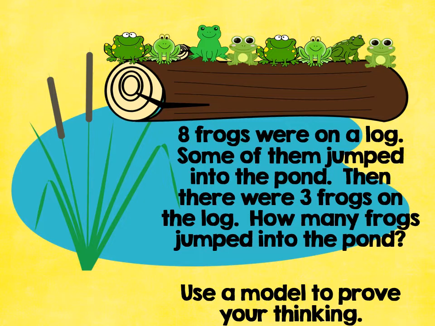It says 8 frogs were on a log. Some of them jumped into the pond, and then there were 3 frogs left on the log. How many frogs jumped into the pond? Use a model to prove your thinking. I'll read it one more time. 8 frogs were on the log. Some of them jumped into the pond, and then there were 3 frogs on the log. How many frogs jumped into the pond? I want you to pause this and see if you can model that out.